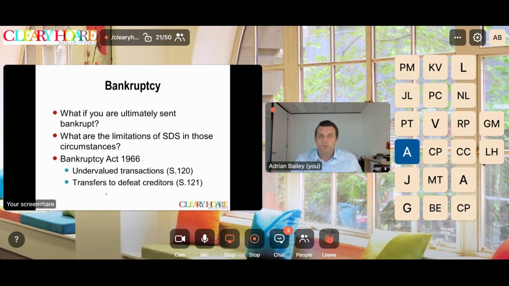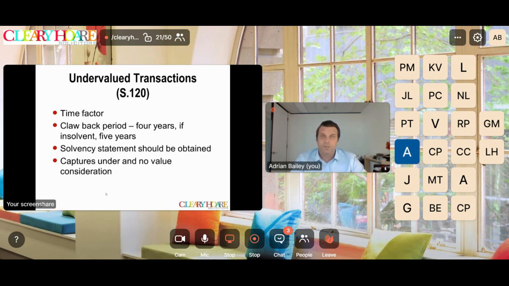So what if either of them were ultimately sent bankrupt? The two main things that we would need to consider in that circumstance are undervalued transactions, Section 120, and transfers to defeat creditors. With the undervalued transactions, as I said earlier, we have a 4-year period. If they're insolvent, then it's 5 years. So if we're doing this sort of work, we would recommend that a solvency statement be obtained at the time of the gift. But once we're outside that 4-year period, then we're outside that provision. There's no clawback. So that does put us in a very strong position.